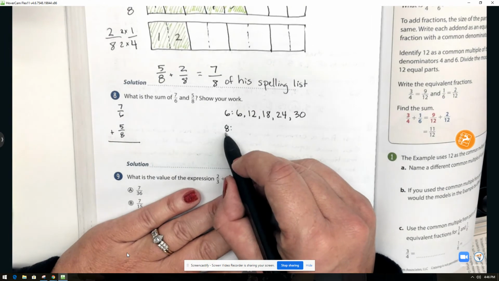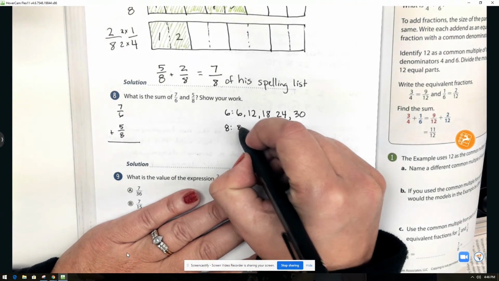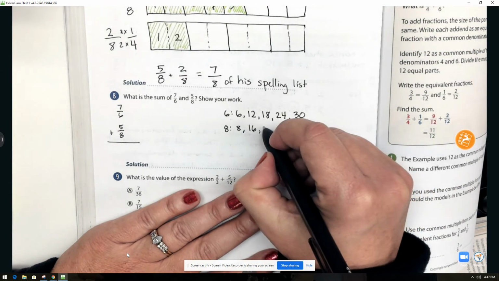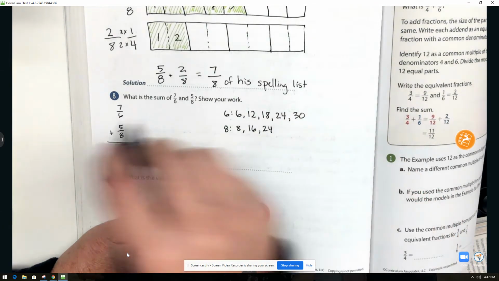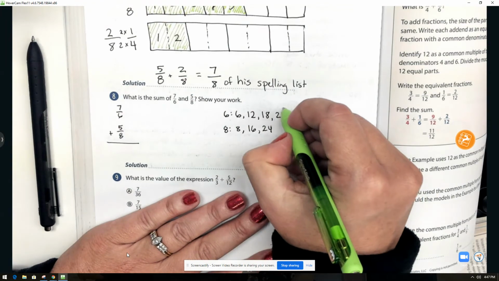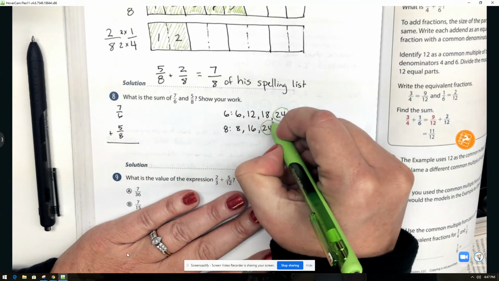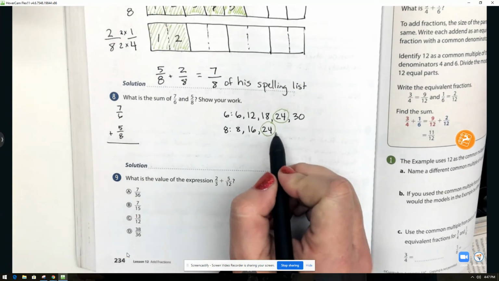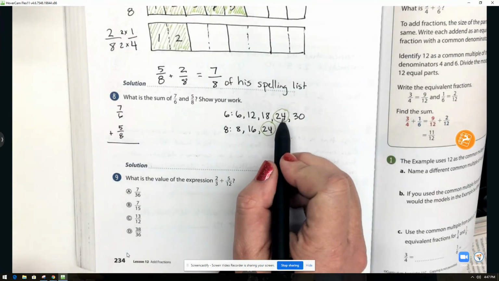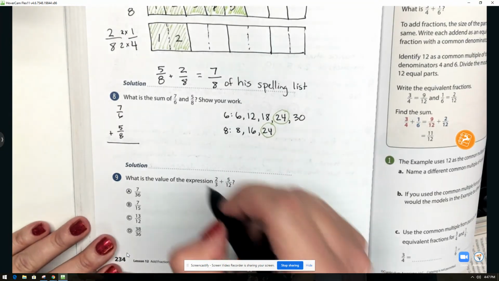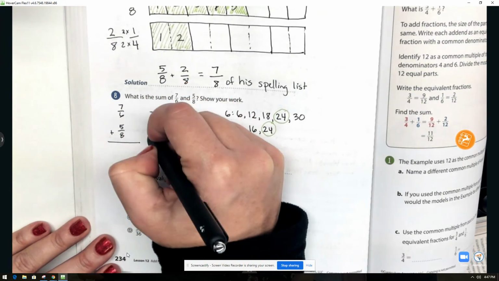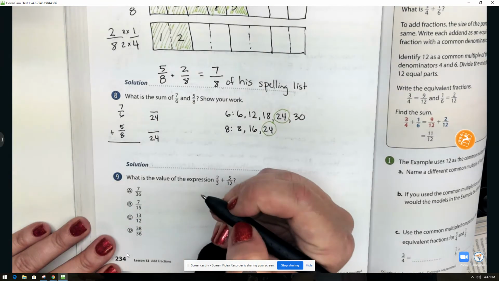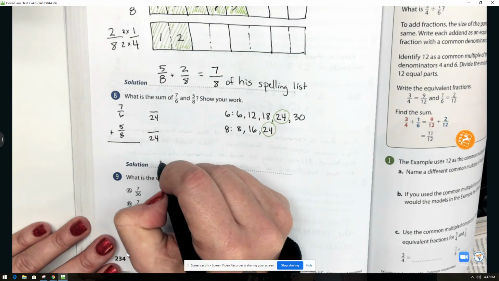Now let's do our 8s. 8 times 1 is 8. 8 times 2 is 16. 8 times 3 is 24. And I see there I can stop because the multiple 24 is a multiple of both 6 and 8. So now I can put our new multiples as being 24, our new denominators as being 24.